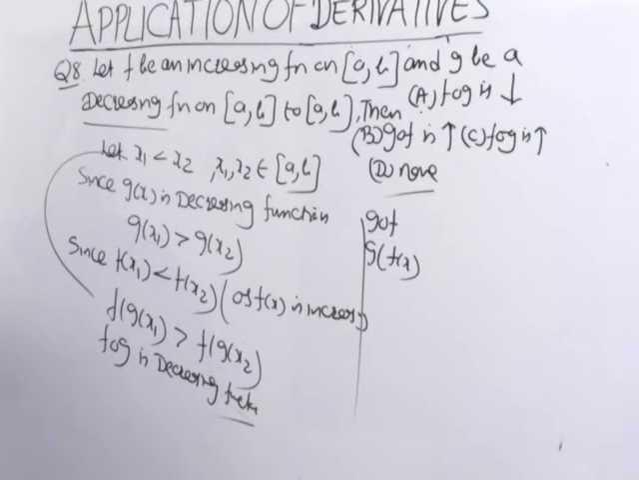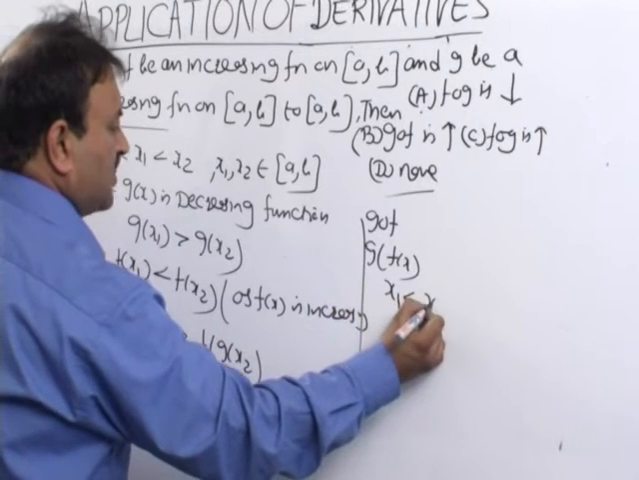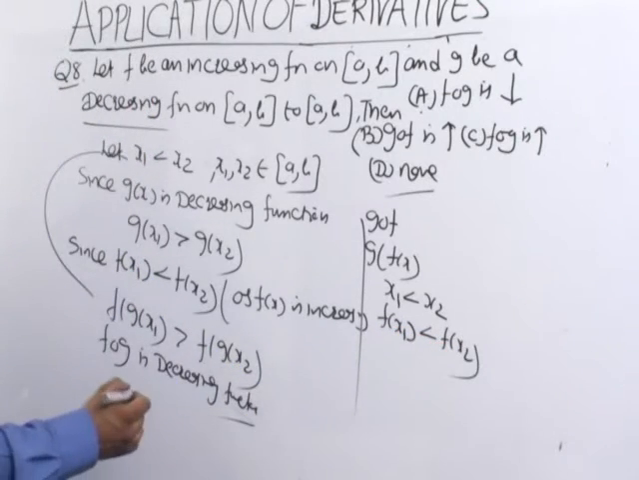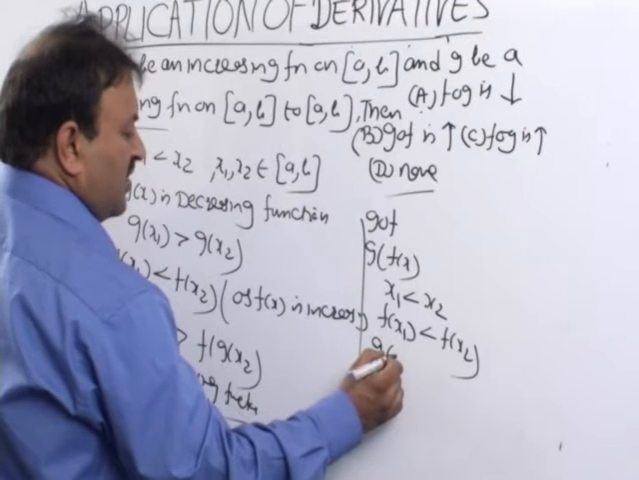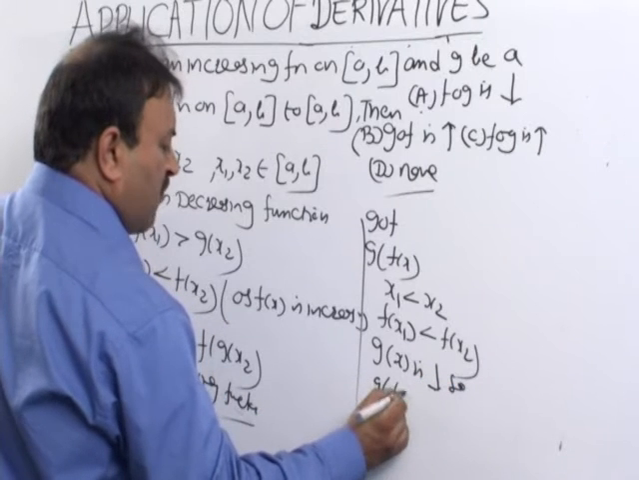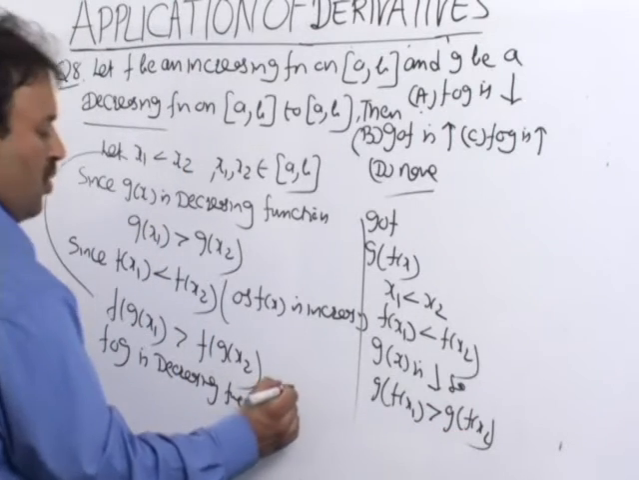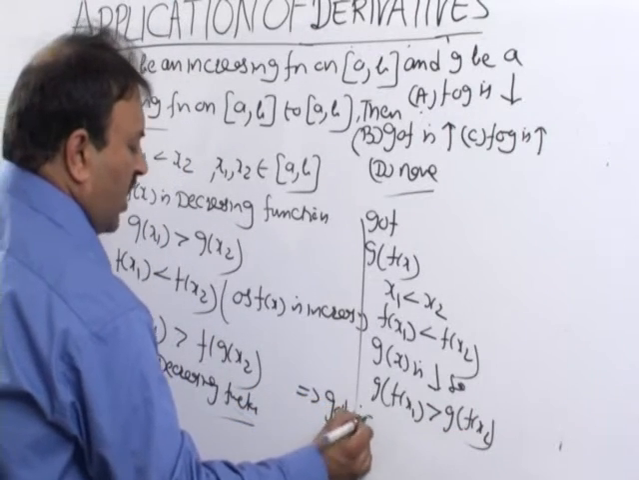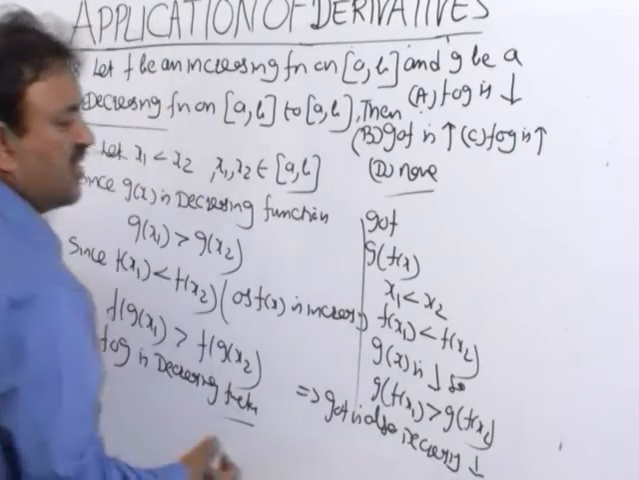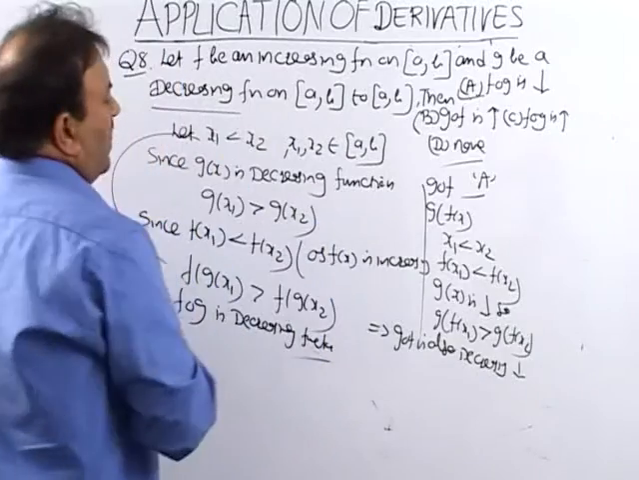Now we'll say this one. This is x1, x2. x1 less than x2, f of x1 is less than f of x2. Gx is a decreasing function. So g of f of x1 will be greater than g of f of x2. Which implies GOF is also a decreasing function. GOF is also a decreasing function. The right option comes out to be A. The answer to question number 8 is A.